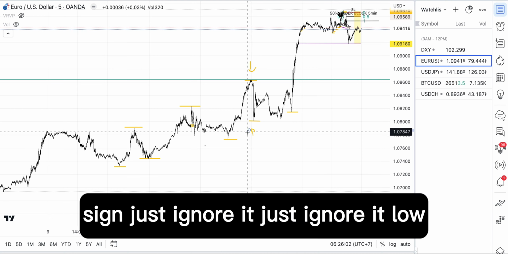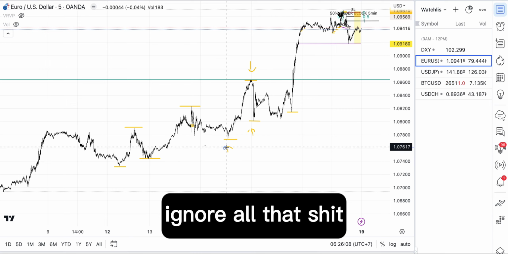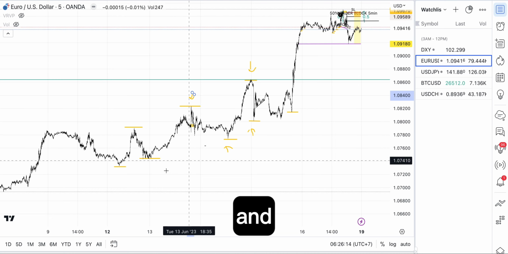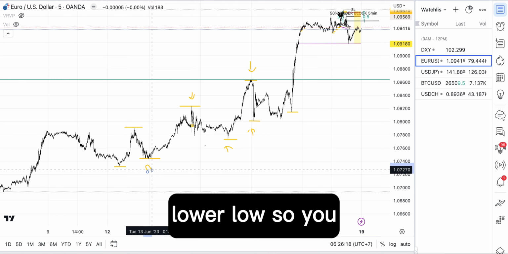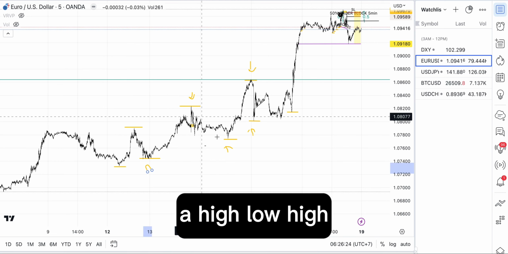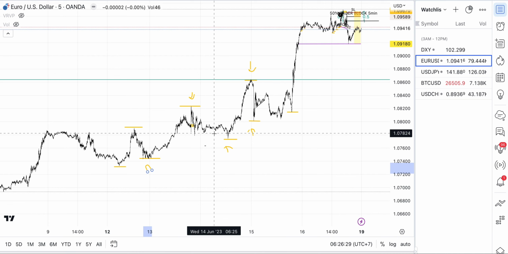Just ignore it. Low. Ignore all that. Lower high. And lower low. So you usually want to have at least 4 pieces of structure. So we have a low, a high, low, high. And so that's ascending upwards.